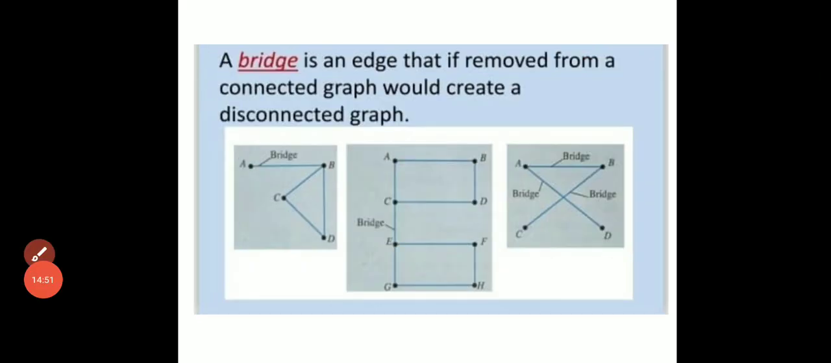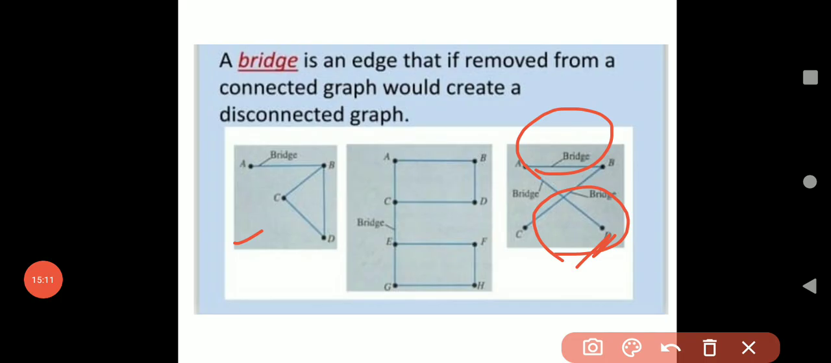Okay. And now see the definition of bridge. Here, if we remove one edge from a connected graph, and it becomes a disconnected graph, then that edge is known as a bridge. Here, the edge AB is a bridge. If we remove the edge AB, then this graph would be disconnected. So this AB edge is known as a bridge.